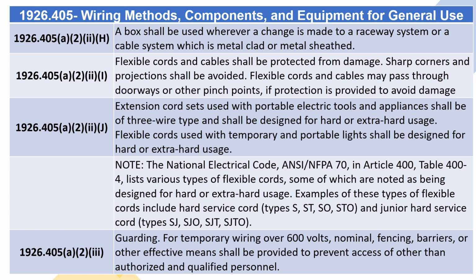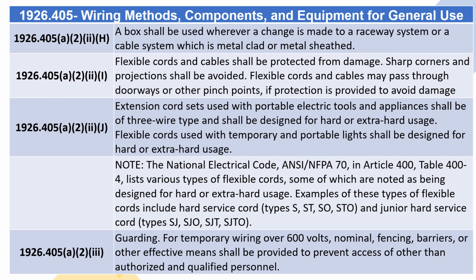1926.405 A.2.2j Extension cord sets used with portable electric tools and appliances shall be of 3-wire type and shall be designed for hard or extra hard usage. Flexible cords used with temporary and portable lights shall be designed for hard or extra hard usage. Note: the National Electrical Code, ANSI/NFPA 70, in Article 400, Table 400.4, lists various types of flexible cords, some of which are noted as being designed for hard or extra hard usage. Examples of these types of flexible cords include hard service cord, types S, ST, SO, STO, and junior hard service cord, types SJ, SJO, SJT, SJTO.